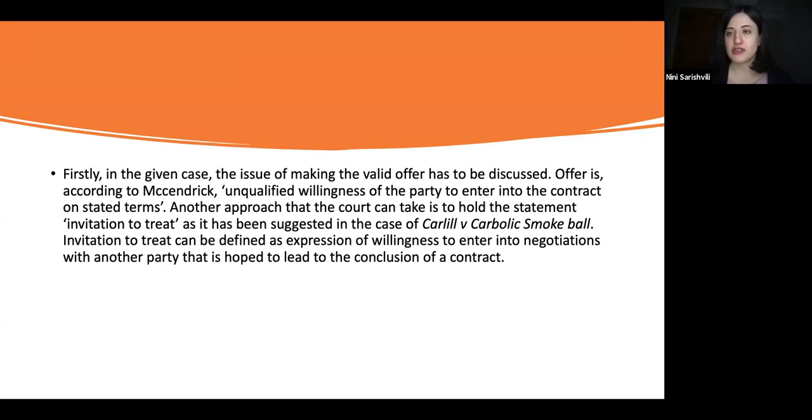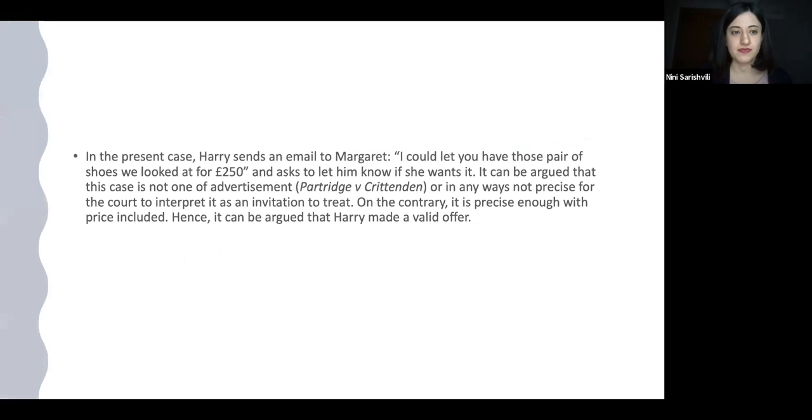As we said, the first thing we have to discuss is if there is a valid offer. We define offer as unqualified willingness of the party to enter into the contract on stated terms. Another approach that the court can take is to hold the statement invitation to treat, as it has been suggested in the case of Carlill versus Carbolic Smoke Ball. Invitation to treat can be defined as expression of willingness to enter into negotiations with another party that is hoped to lead to the conclusion of a contract.